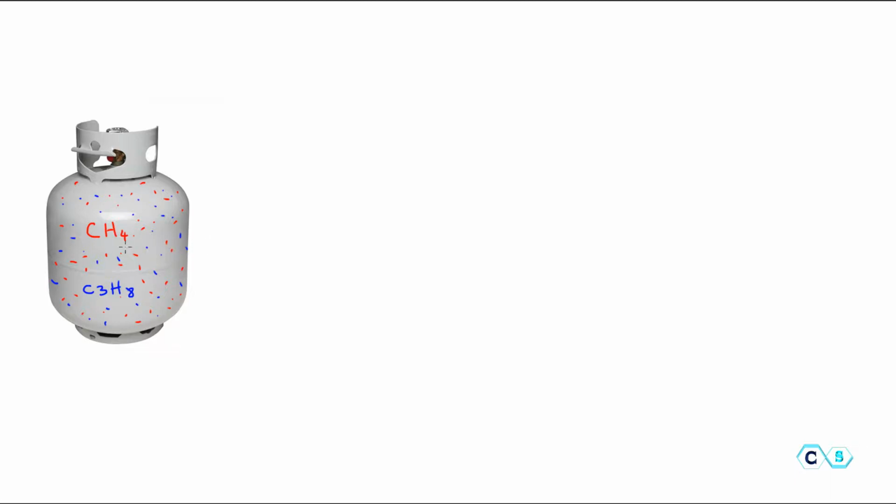Let's take this container that contains methane, CH4, and propane, C3H8. Now, each of these gases is exerting a certain pressure in the mixture that is called the partial pressure of that gas. So methane is going to have a partial pressure in the mixture, and propane also has a partial pressure in this mixture. According to Dalton's law of partial pressures, the total pressure in this container is equal to the sum of these two partial pressures.